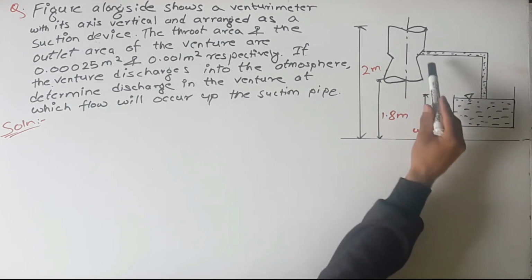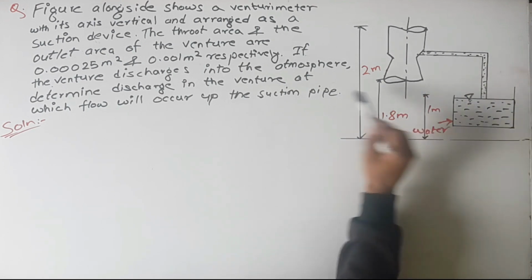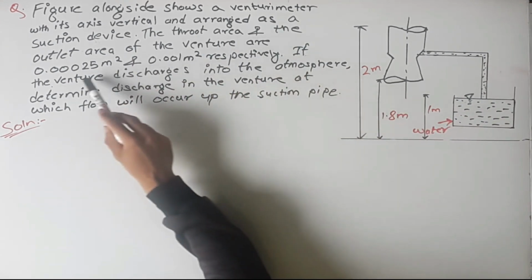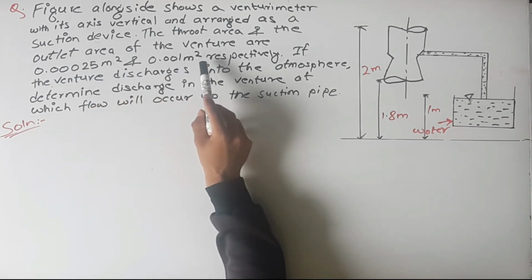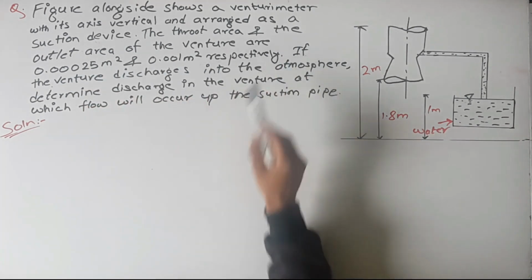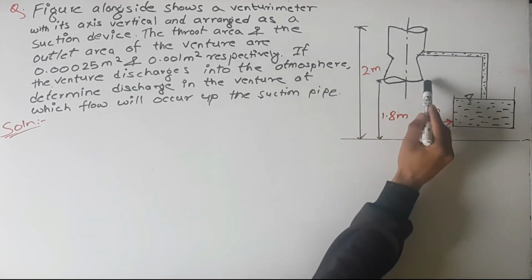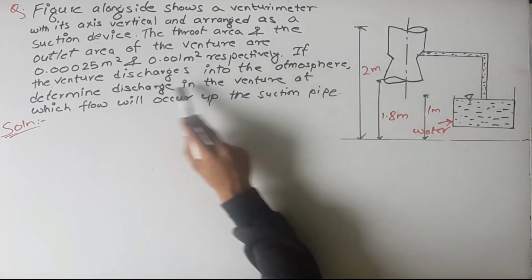Means pumping the liquid from here. The throat area and the outlet area of the Venturi are 0.0025 meter square and 0.001 meter square respectively. This means the area of the throat and this outlet are given.